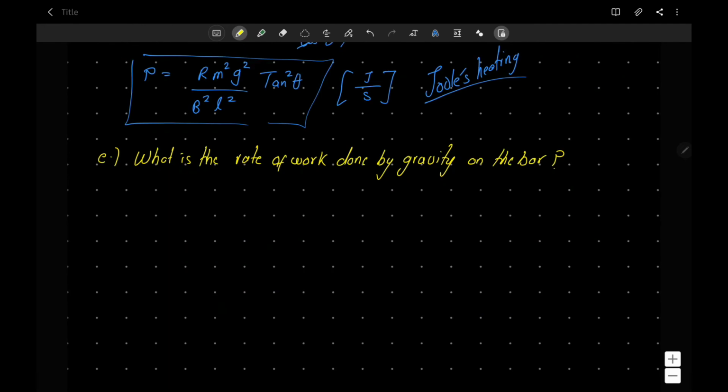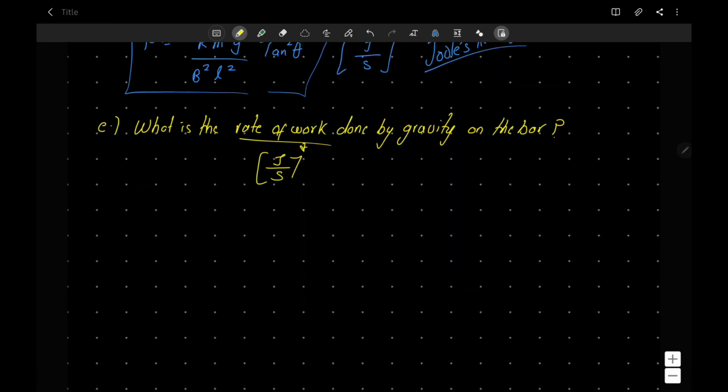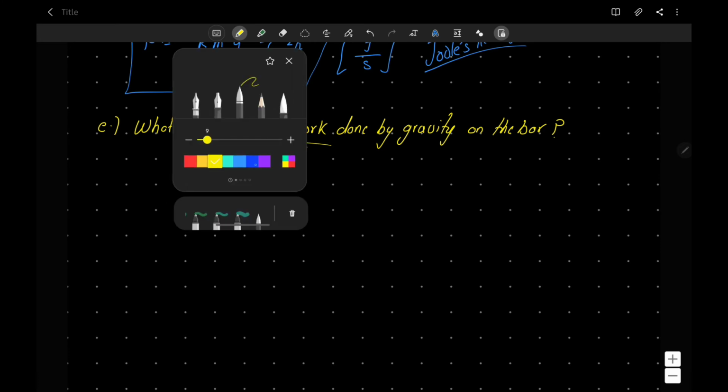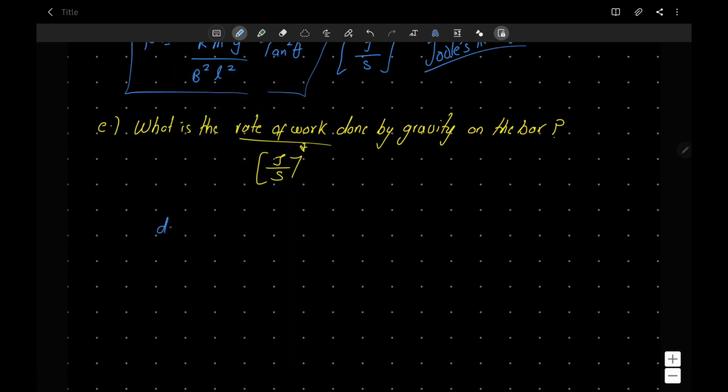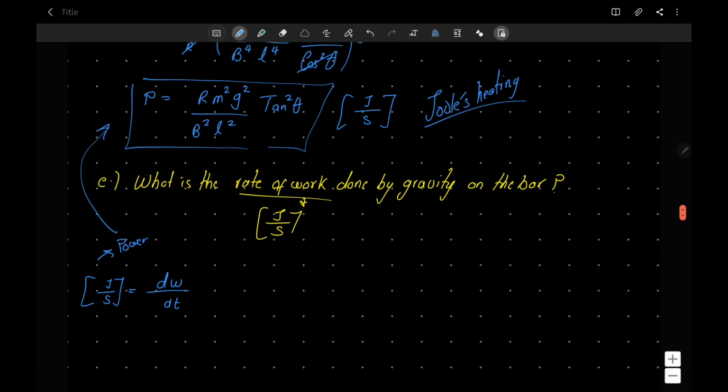In the final question, they are asking us to find the rate of work, that is joules per second. It means the rate of work done by gravity on the bar. Okay, so let's find it. We are going to establish that the rate of work is given by this equation: dW over dt, that's joules per second, that's power, as we did before.